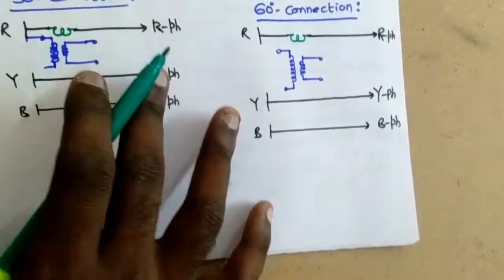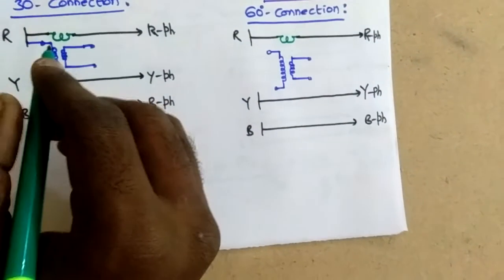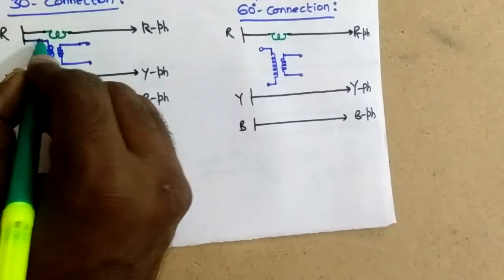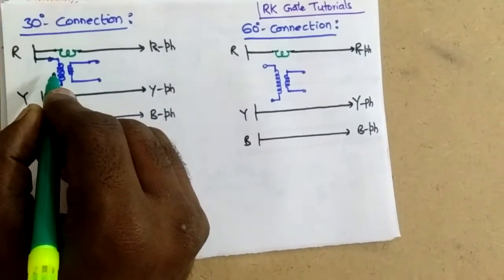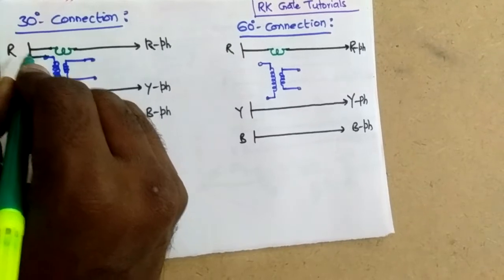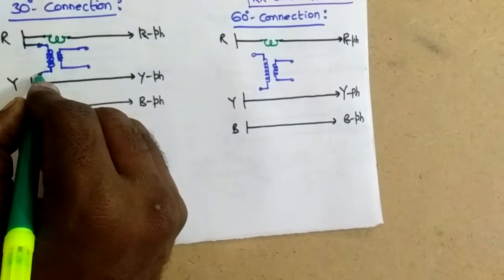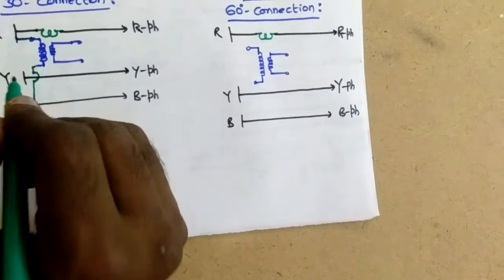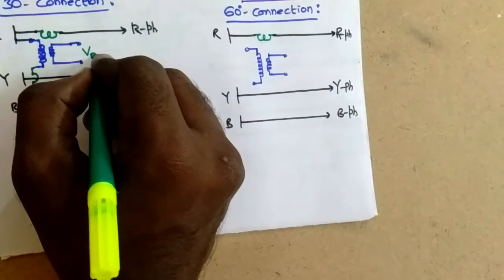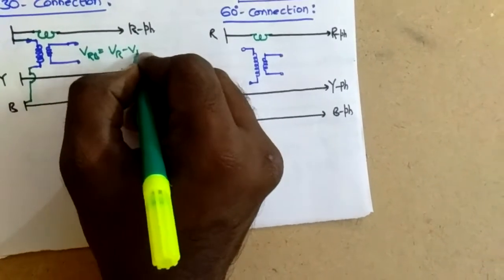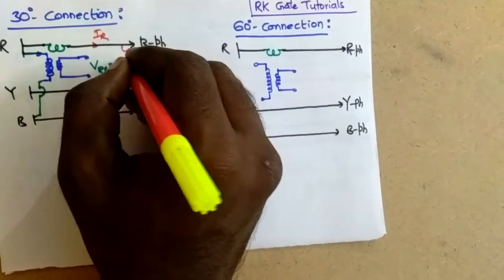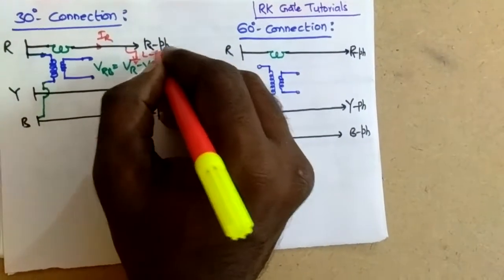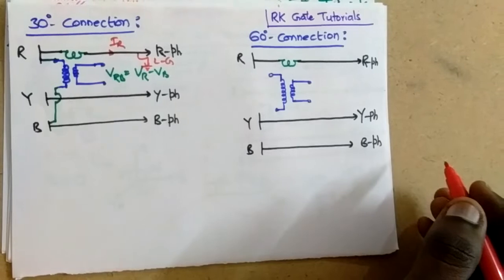And here in the 30-degree connection, we are going to connect the CT on the R phase, and one phase of the PT is connected to the R phase and another phase of the PT is connected to the B phase. Here we get VRB, that is nothing but VR minus VB. And there will be a line current equal to IR. If there exists a line to ground fault, an LG fault, then what happens?